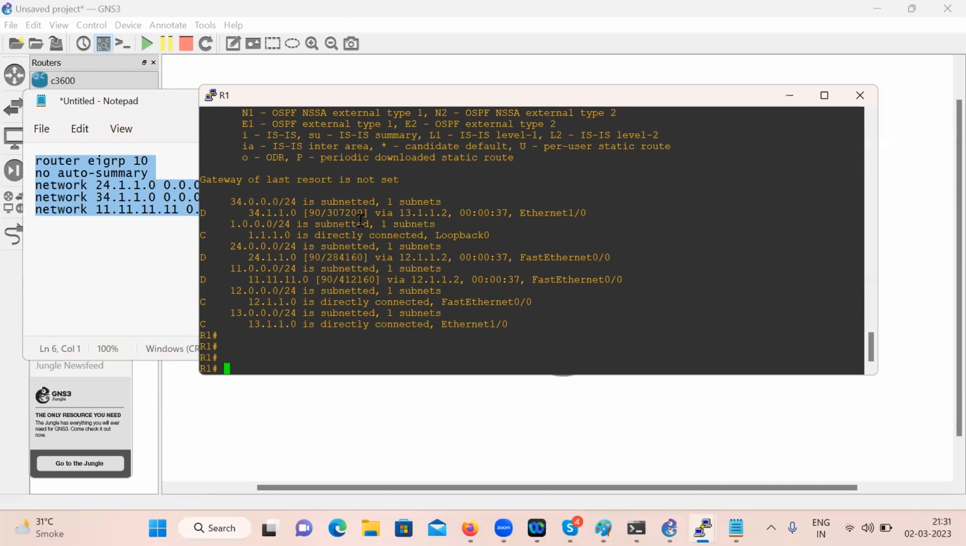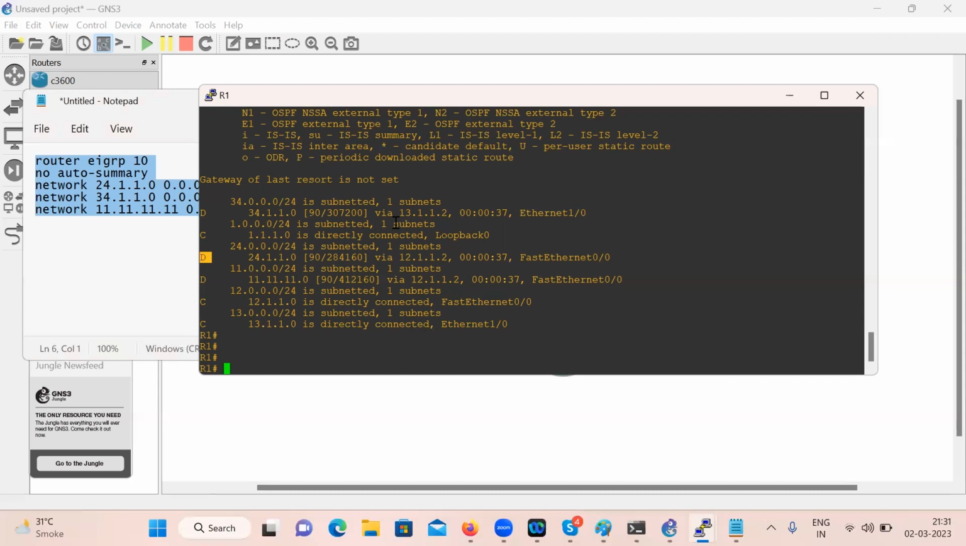3,72,7,200, via 13.1.1.2, this is your best path. Your neighbor has been alive for the last 37 seconds, with the help of Ethernet 1/0 or whatever. The second network is learned from.